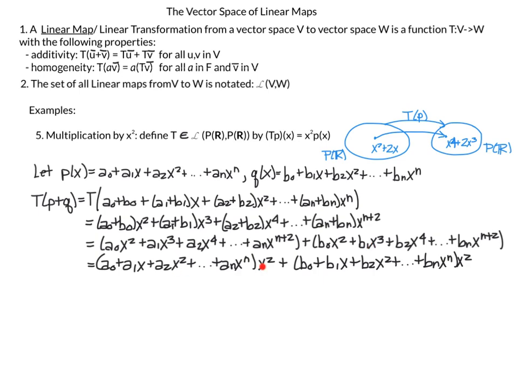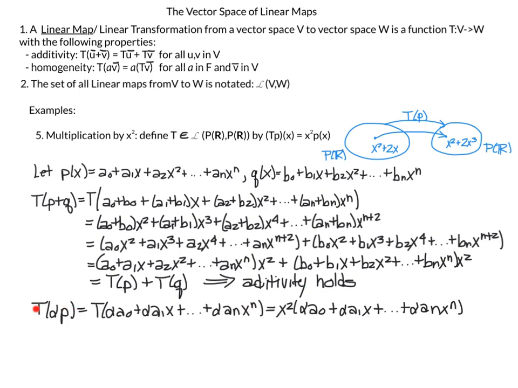The next lines are just algebraic. Here I grouped together my a0, a1, a2, and an terms. Here I grouped my b terms, b0, b1, b2 up to bn. And then the next thing I did is I factored out an x squared from my first group. So I have a0 plus a1x plus a2x squared all the way up to an x to the n, times x squared. And from this grouping over here, I also factor out an x squared. But this here is exactly T of p, and over here we have T of q, and therefore additivity holds.